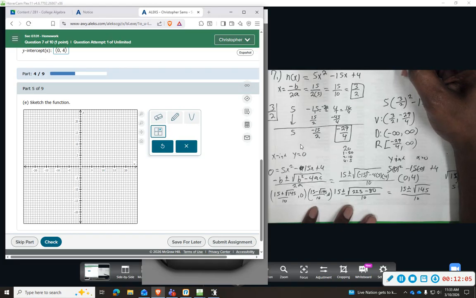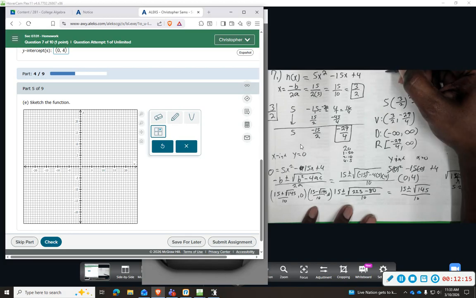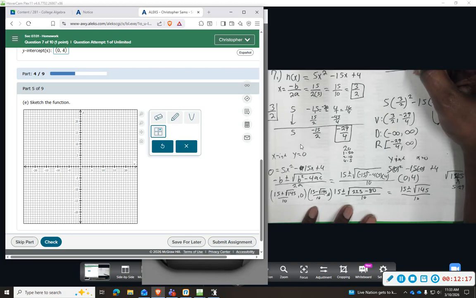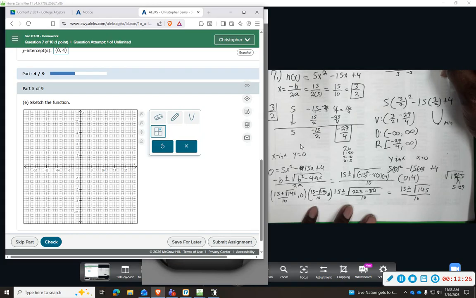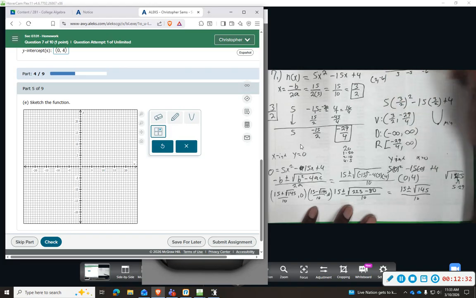For +2, I'm going to do it with synthetic division and work it out. Plugging in +2, I write 5, -15, and 4. Bring down the 5. 2 times 5 is 10. Do the math, we get -5. 2 times -5 is -10. We get -6. Okay, so we get the ordered pair (2, -6). That's one point I can use.